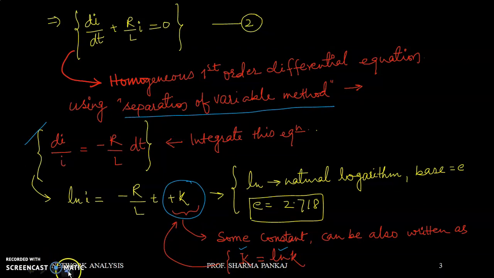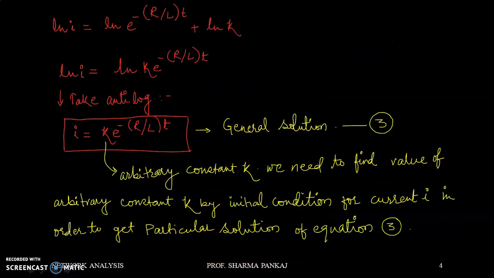So the equation will be like this: ln i is equal to ln e raised to power minus R by L into t plus ln K. This is the value of K in terms of logarithm. So this is your natural logarithm indeed. So ln i is equal to ln K into e raised to power minus R by L into t. We have used the logarithm formula for plus.